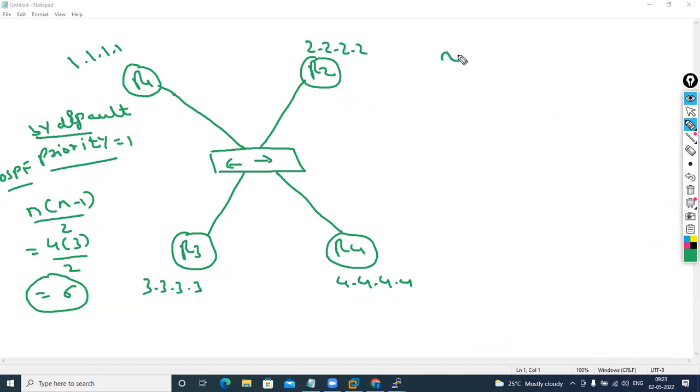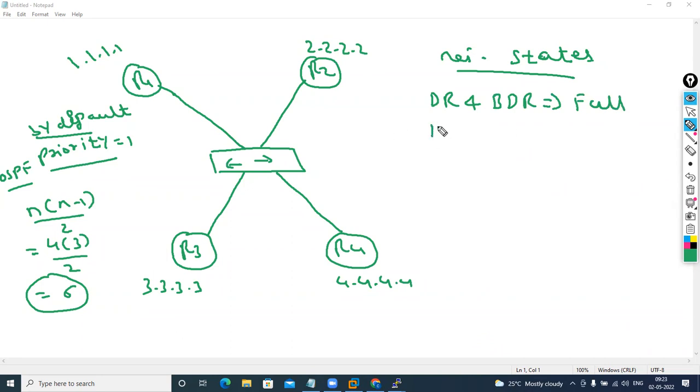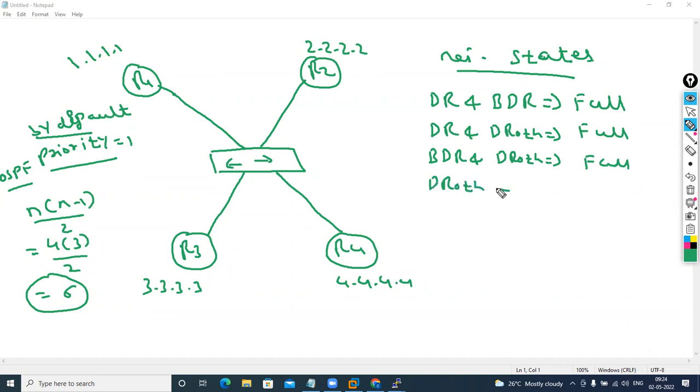So now, neighbor states. Not those 8 neighbor states. If we talk about the DR and the BDR, the neighbor state will be full adjacency, DR and DR other. Again we have full adjacency with the BDR and DR other. I'll talk about this, don't worry, just make a note. Full between DR and DR other, and between the BDR and DR other. Between DR other and DR other, we have two-way adjacency.